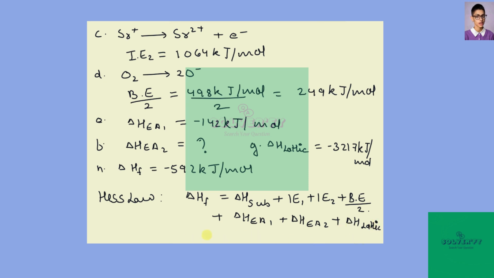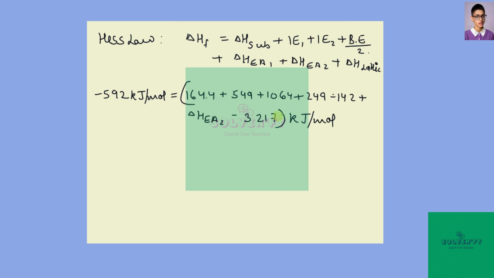So let's put the values in this equation. Now by rearranging, we get the delta H of electron affinity 2. By calculation, the delta H of electron affinity 2 of oxygen is 941 kilojoule per mole. So this is the answer.